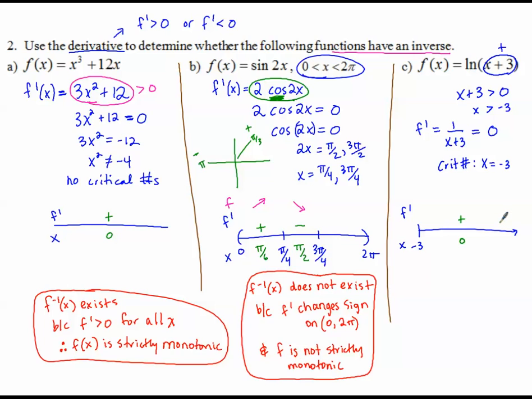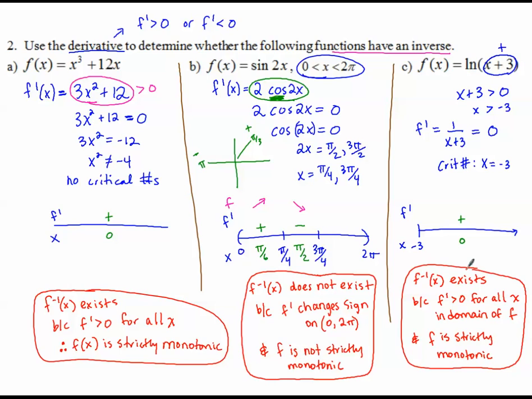So if f prime is only positive or only negative, the inverse exists. Why? Because f prime is greater than 0 for all x in the domain of our function. And we can say f is strictly monotonic because f is only increasing. There we go.